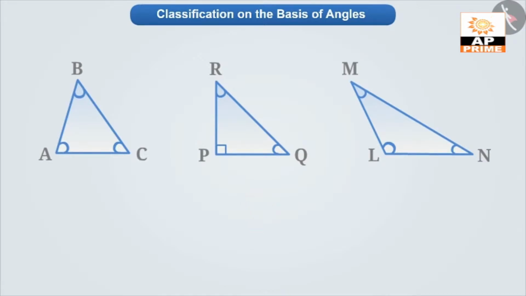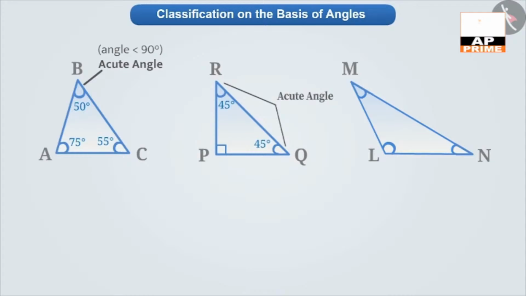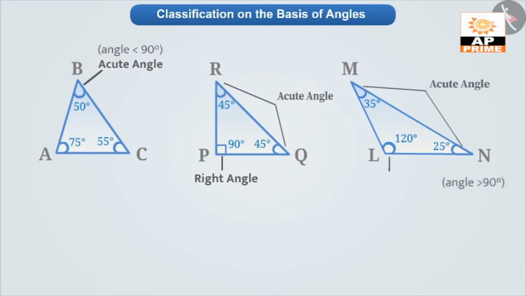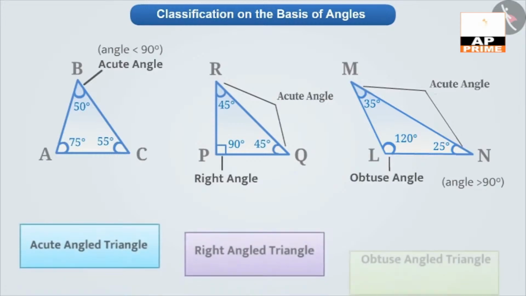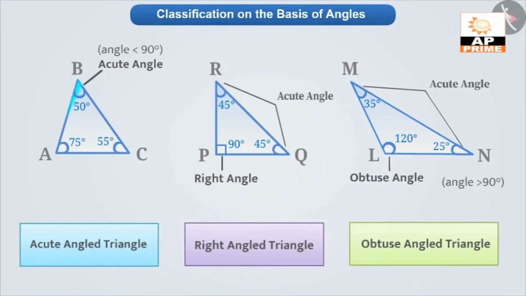If we look at triangle ABC, then all its angles are acute angles. If we look at triangle PQR, then it has 2 acute angles, but 1 right angle. Similarly, in triangle LMN, we can see that there are 2 acute angles, but 1 obtuse angle. With this understanding, we can classify the triangles in the following ways.